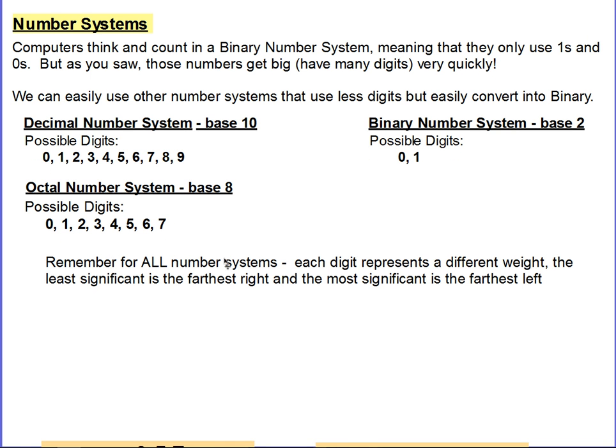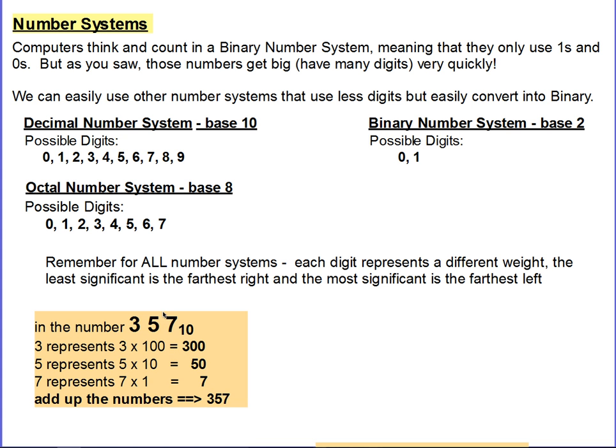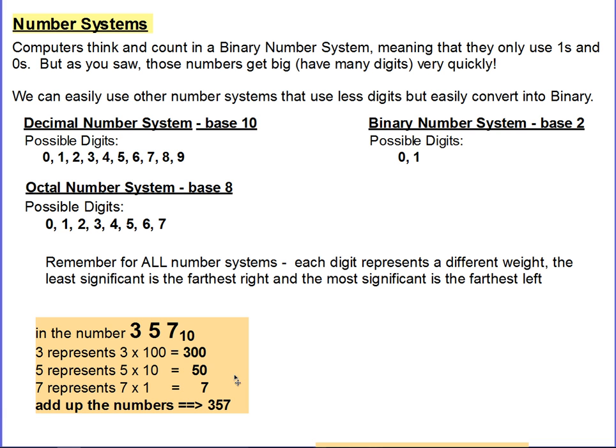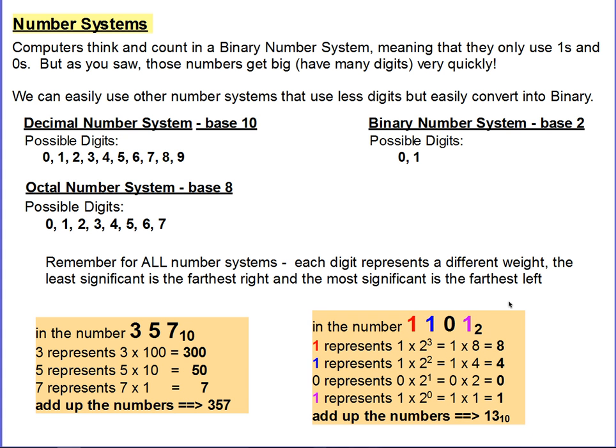So if we review real quick how decimal numbers are created, if I take the number 357, my farthest right is my least significant, and that was 7 times 1. Whereas the 3 represented 3 times 100, because it was the most significant. That was 3 hundreds, which is very significant in my overall number. And when we look at it with binary numbers, it's a little bit harder because you only have those two options. But this red one is my most significant bit, and it was multiplied by 2 to the third, which was 8. So remember, we took our base and raised it to an exponent.